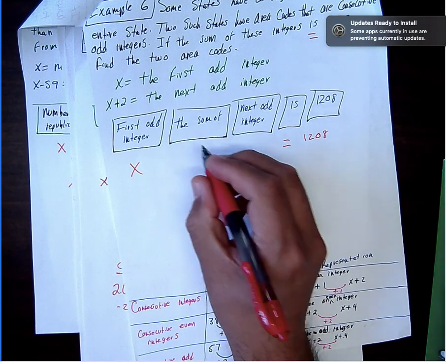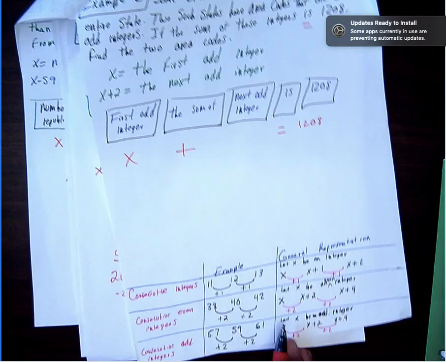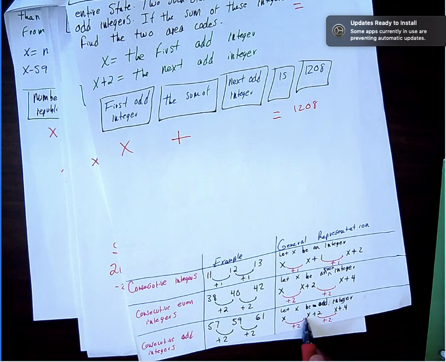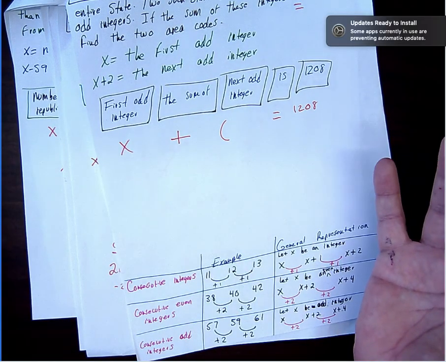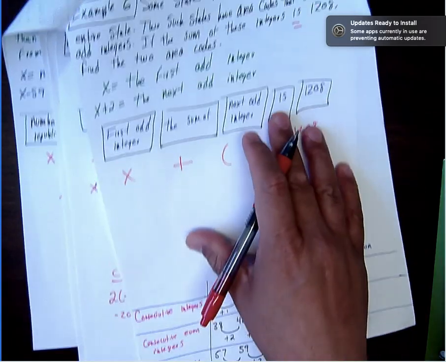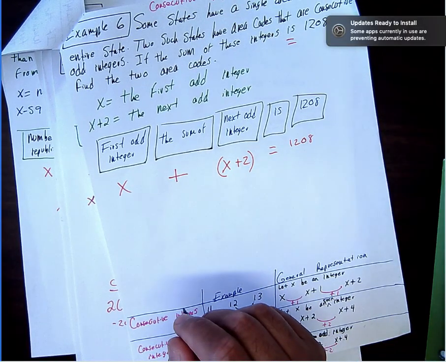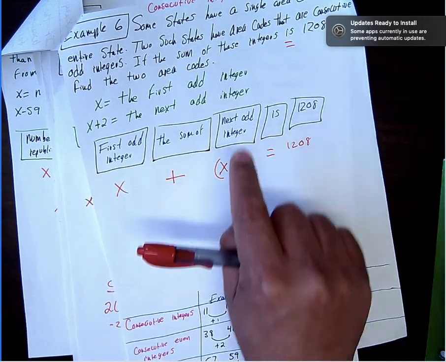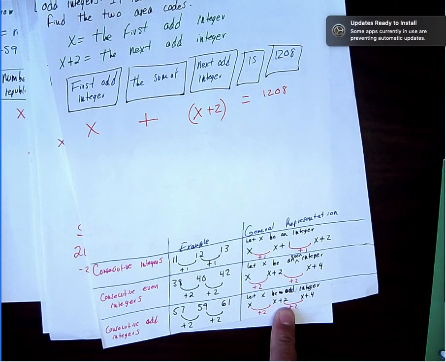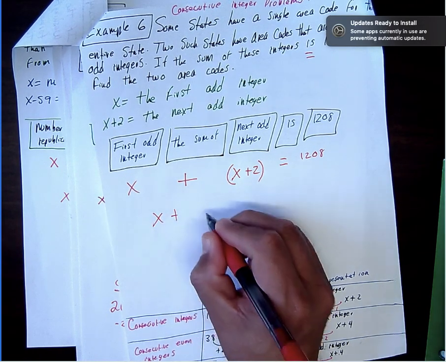The sum, so we are adding the next odd integer. How do we identify that one? The next odd integer would be x plus 2. Not x anymore because that's the first odd integer. We need to add 2 to this one to find the following. So this is the odd integer, first one. The next one we add 2 like we did here. Hopefully that makes sense. And then we add everything, so x plus x plus 2.